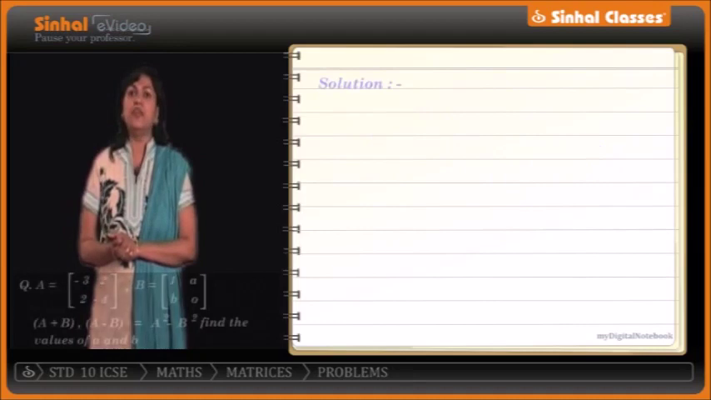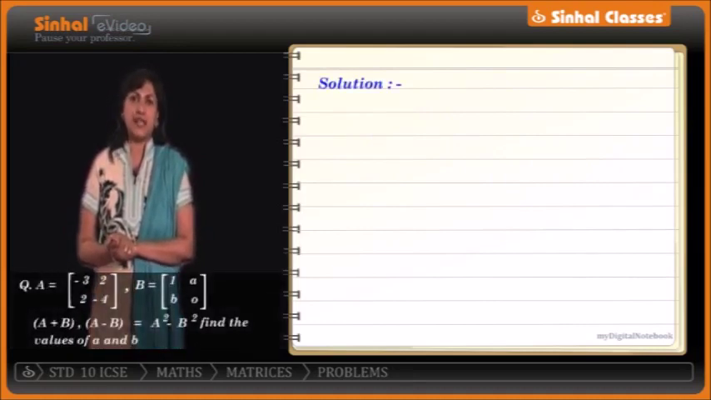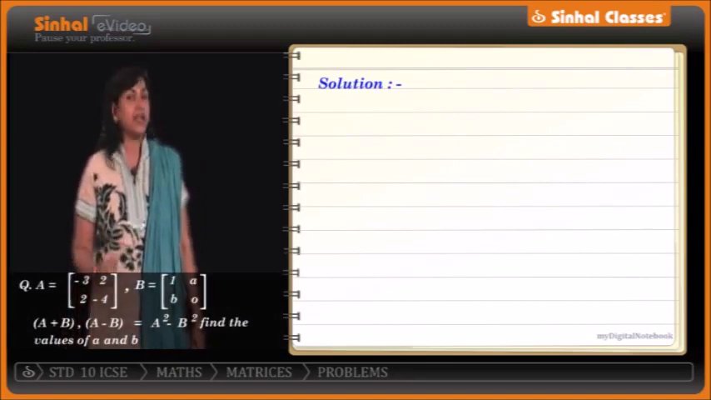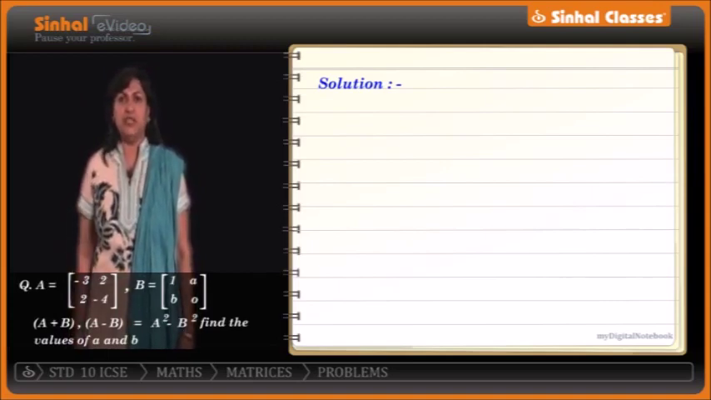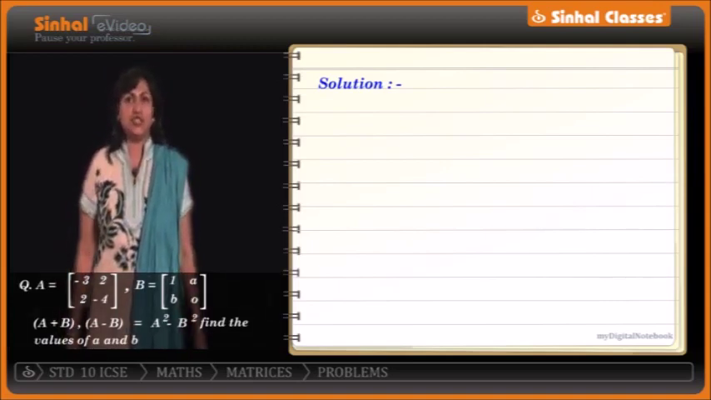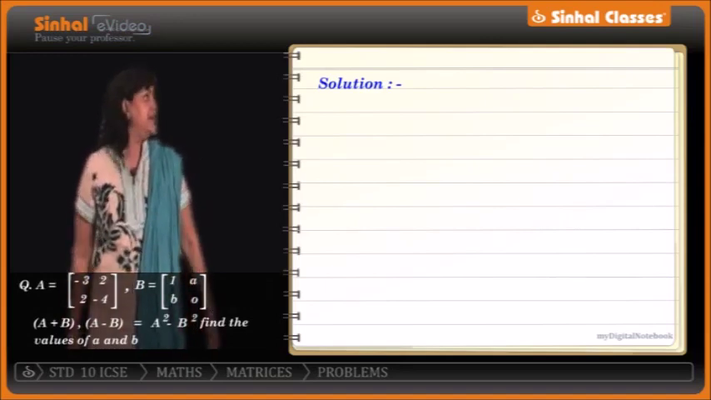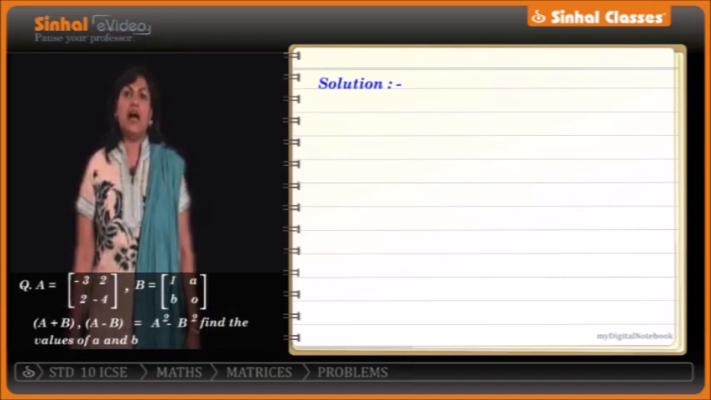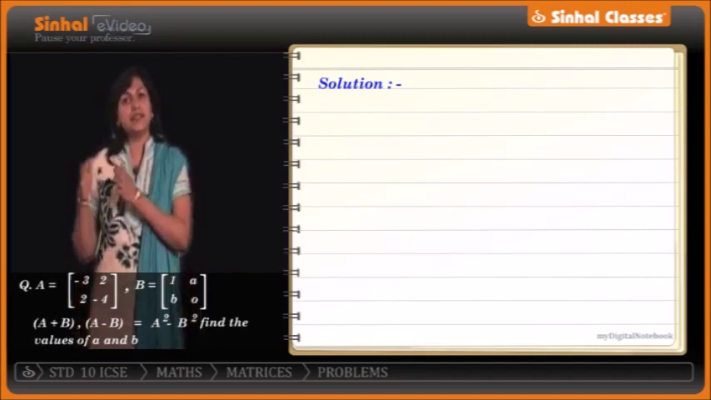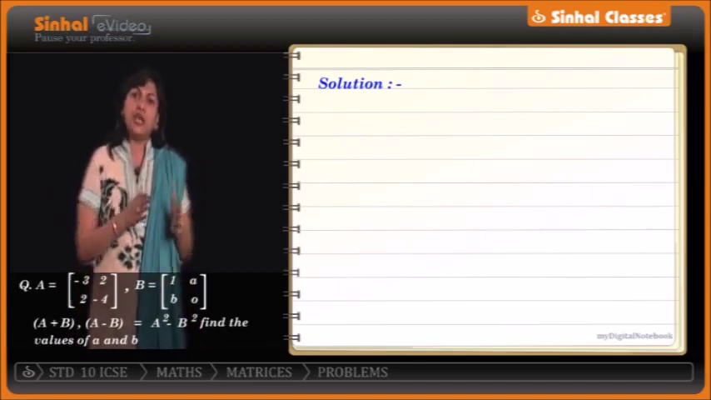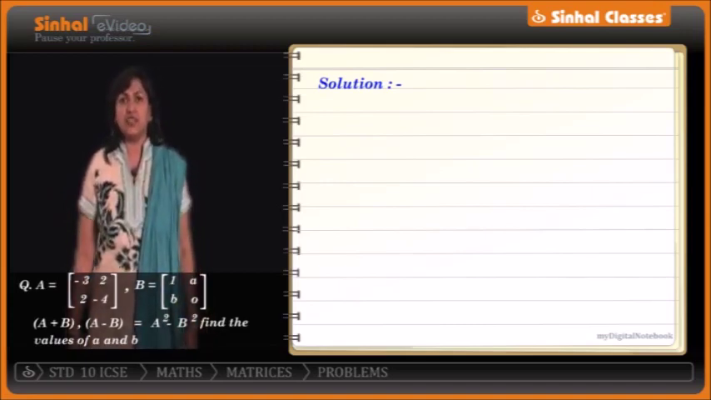Now to solve this problem, we first consider the left hand side. We find A plus B, then find A minus B. Then do their product A plus B into A minus B. Keep it aside as LHS. Now we take the right hand side. We find A square as A into A. Then find B square as B into B. We subtract A square minus B square. That is our RHS. Now we equate LHS and RHS.